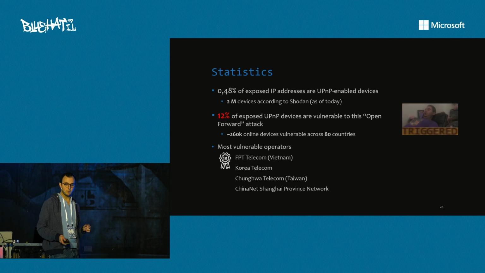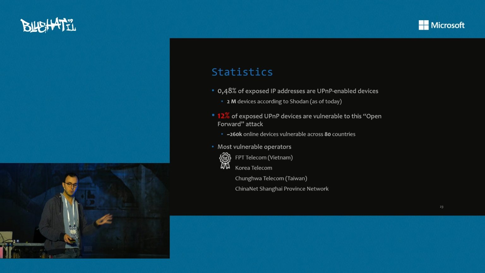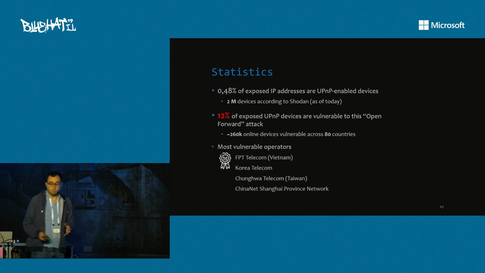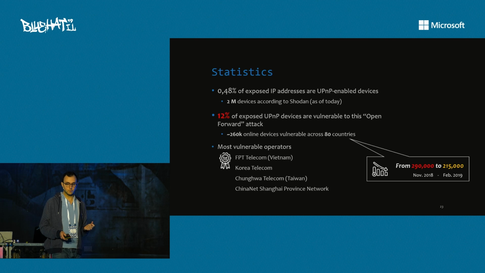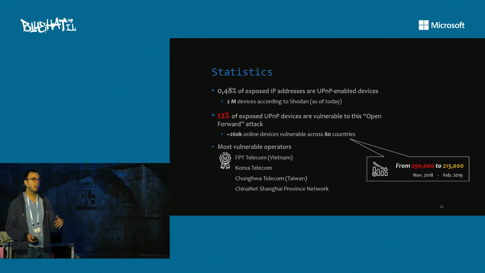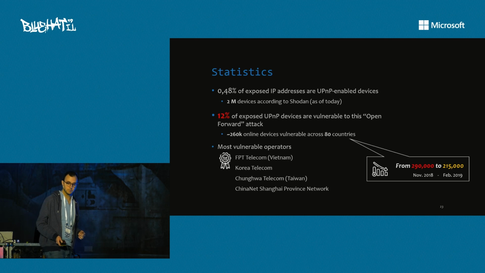Most vulnerable operators are located in Southeast Asia, which is why I guess it's more or less an ISP issue, like misconfiguration happening from there. And the good news, though, is that this number of vulnerable devices is declining. I've been doing scans in November and a few days ago, and the numbers are declining. So good news. But it's still a lot.